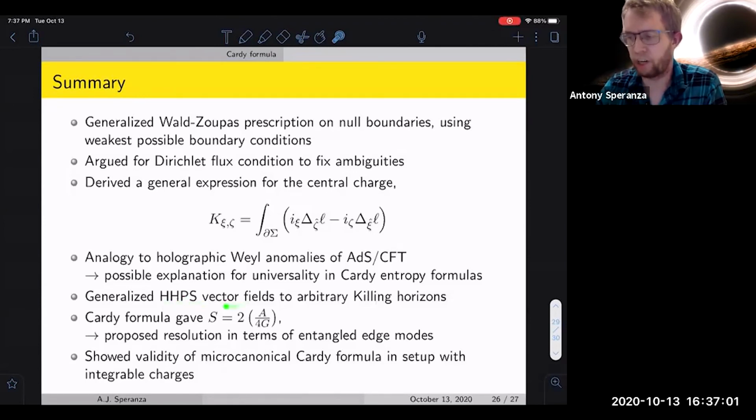Another thing that we did was just generalize these HHPS Killing vectors to arbitrary Killing horizons. It's sort of developing a picture, if you want, like a holographic description of a Killing horizon. Some of the things that we did would be steps in that direction, in particular, seeing these central charges, computing these anomalies, and also this Brown-York stress tensor that appears would be an important aspect of that. And then we found the Cardy formula gives a factor of 2, and we gave a resolution that seems to indicate that you can interpret this in terms of entangled edge modes, but it would be good to understand that better. And we showed the validity of this microcanonical Cardy formula when the charges are integrable.